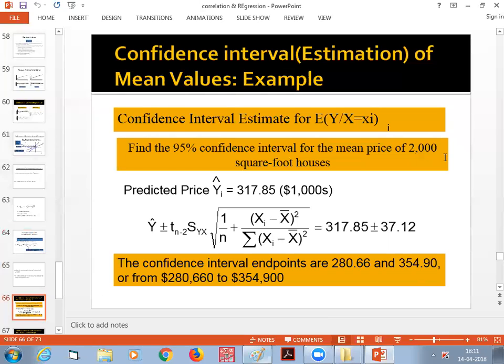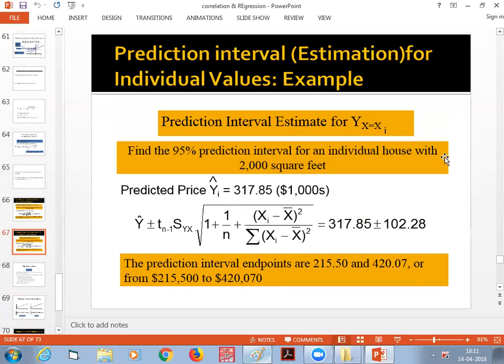For that, how to find out the range? You can apply that predicted price you got from the previous model, and we are getting plus or minus like this. That means it is between $280 to $354 something. That is the range for the average price of the house. Suppose you want the individual house price, the range for an individual house, then it lies between these two things, by using that formula with 1 plus 1 by n, etc. So that is the difference.